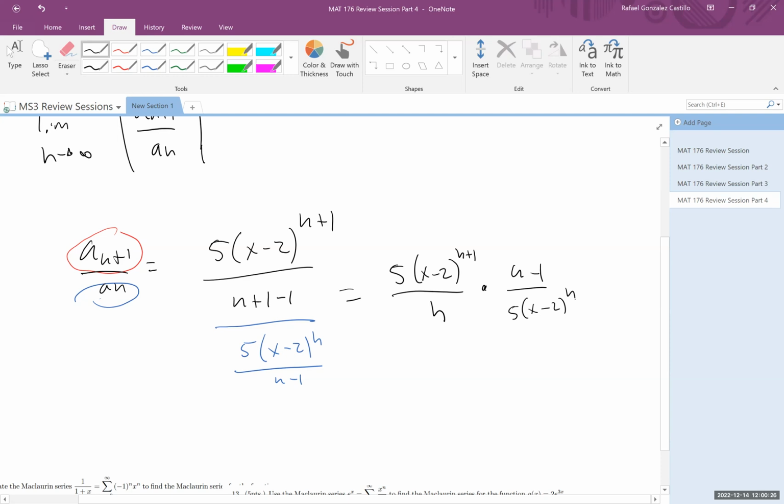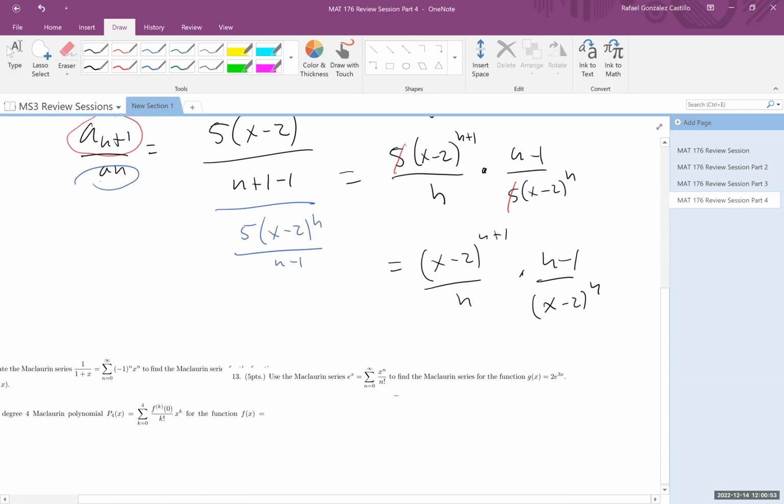Now, this is something that you can do. Here, we could split this up. So this is 5 times (x minus 2) to the n plus 1. You could first cancel these 5's, because 5 divided by 5 is 1. Then you're left with (x minus 2) to the n plus 1 over n, times (n minus 1) over (x minus 2) to the n.